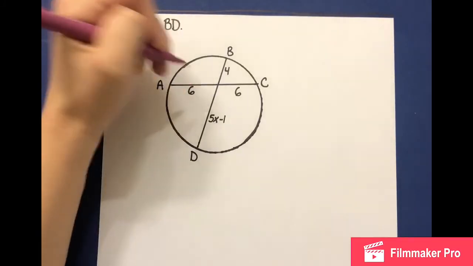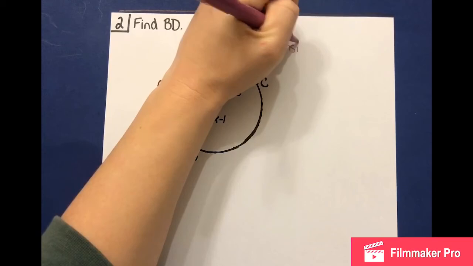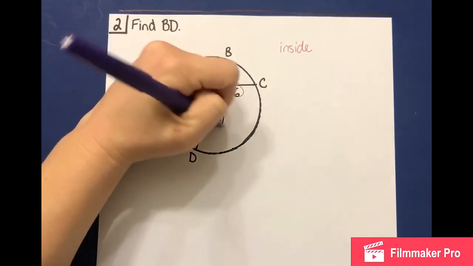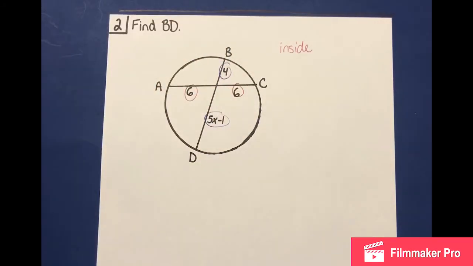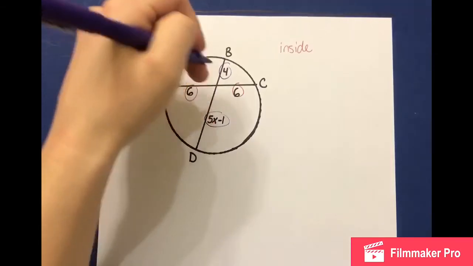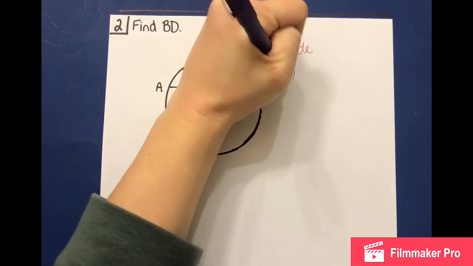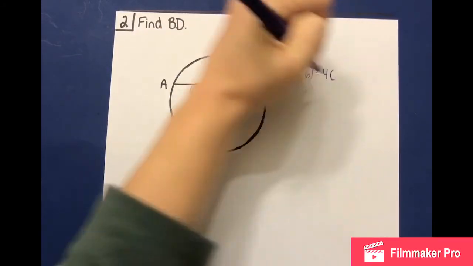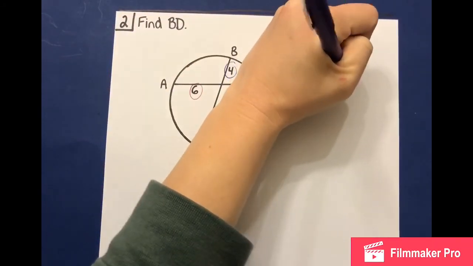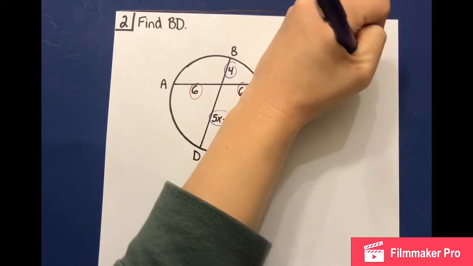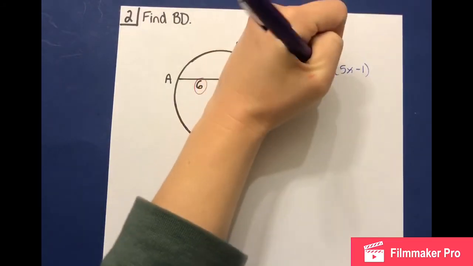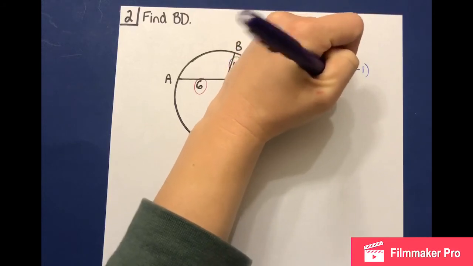So I'm going to match up. This is still an inside problem. They're intersecting inside of the circle. I'm matching up the 2 here, the 2 here, and I'm just going to start. So I have to multiply them. So I have 6 times 6. I have 4 times 5x minus 1. I get 36 is equal to 20x minus 4.